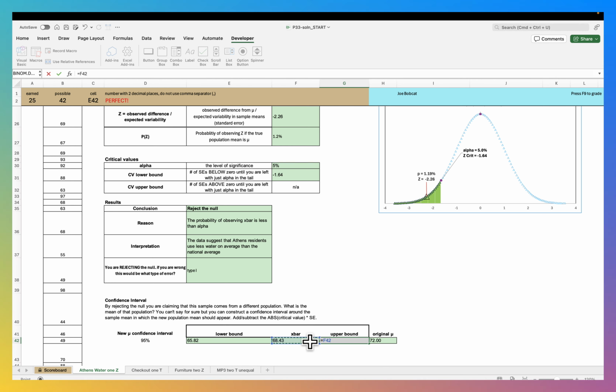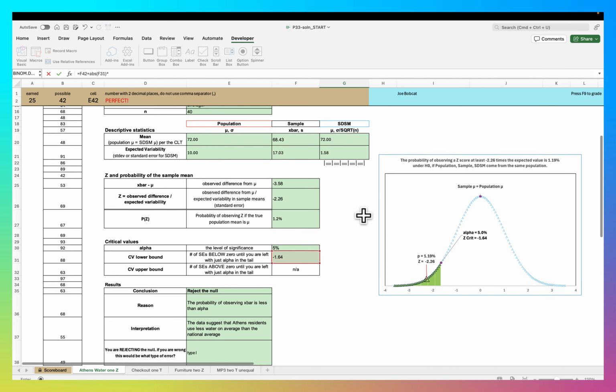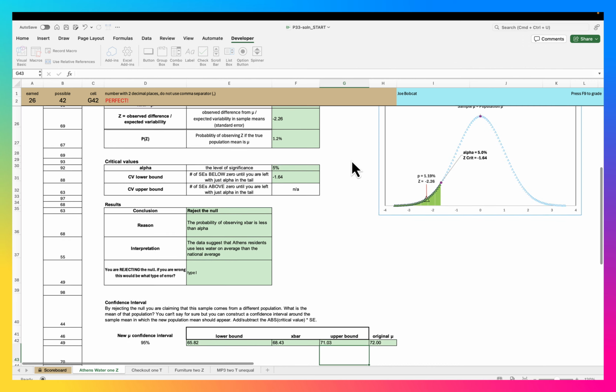All right, and then the upper bound is just the opposite. It's x bar plus, and now we're going to add the absolute value of the critical value times, again, the standard error. See how that always comes back?